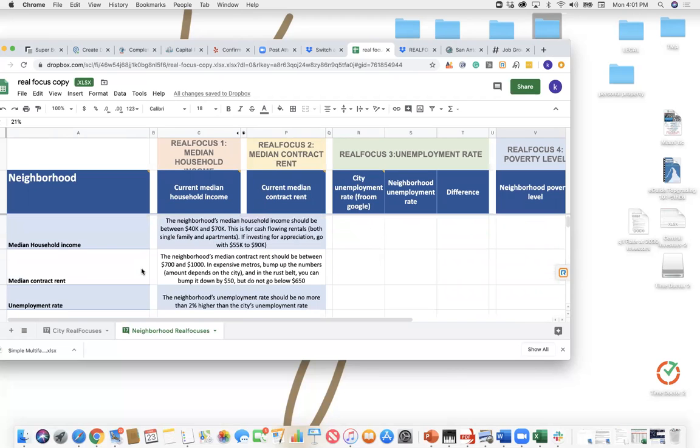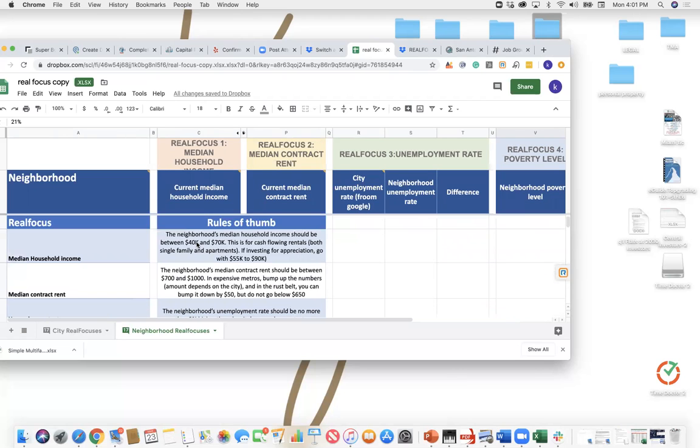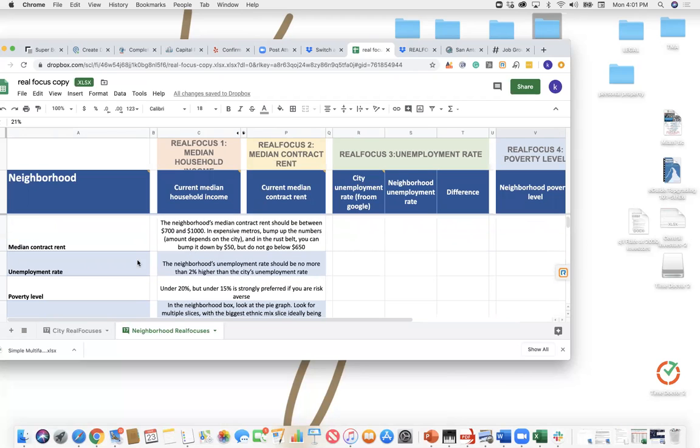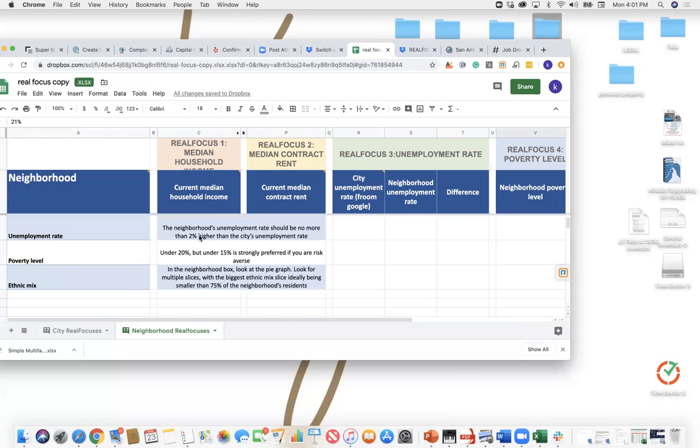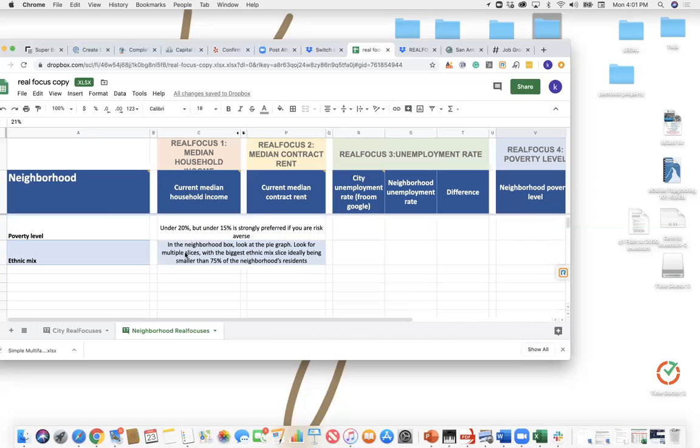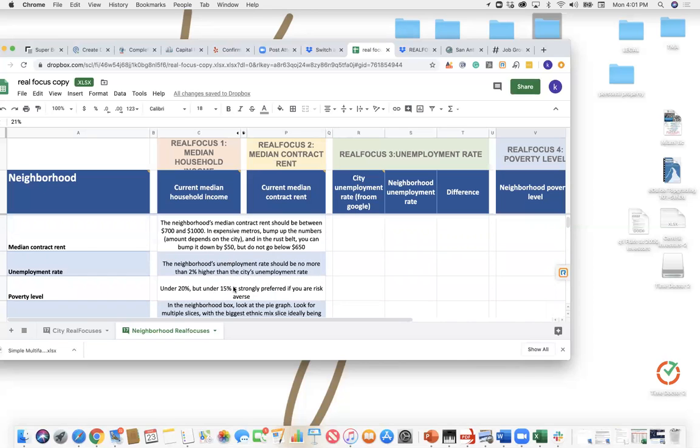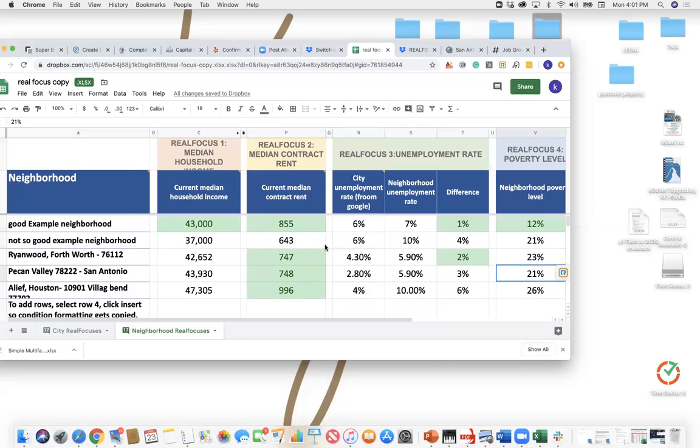So this is talking about the exact rules of thumb for each of these Real Focus factors. Unemployment rate, again, that was the one that we were a little bit iffy on, so I look at the tenant mix. Poverty level, that was another one that we were iffy on. Under 15% is preferred if you're risk averse. And then ethnic mix, 75% and lower. So 15%, let's go back to that.